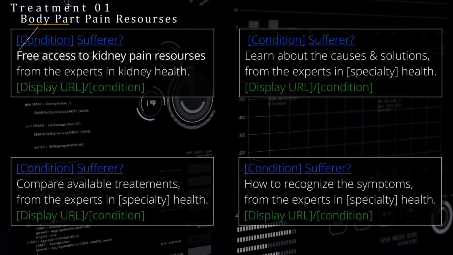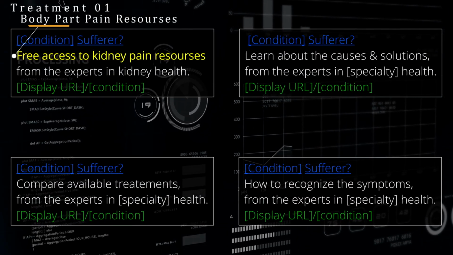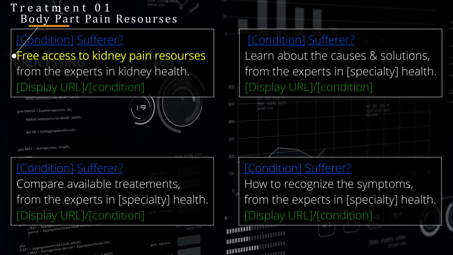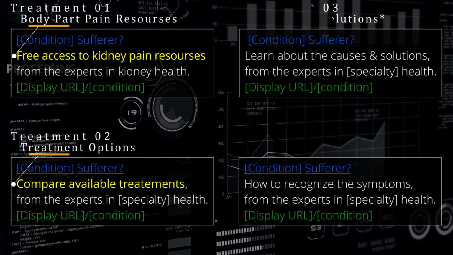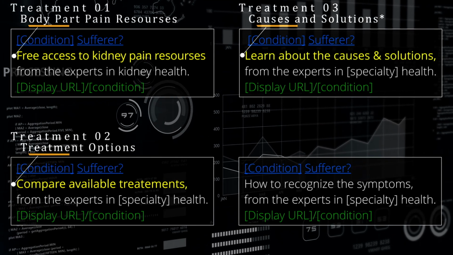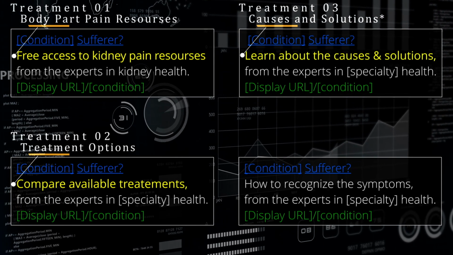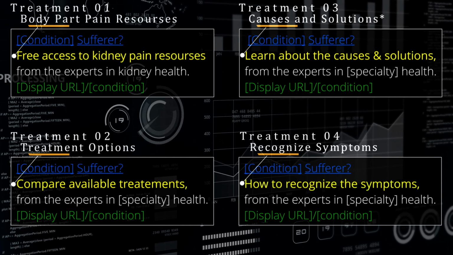Marketer, which one of these message levers will produce the highest conversion? You'll notice the first one is about pain, free access to kidney pain resources. The second one is about treatment, compare available treatments. The third one is about the causes, learn about the cause and the solutions. And the fourth is about symptoms, how to recognize the symptoms.